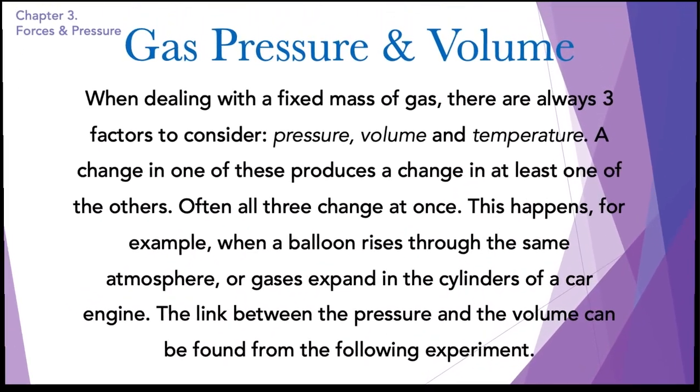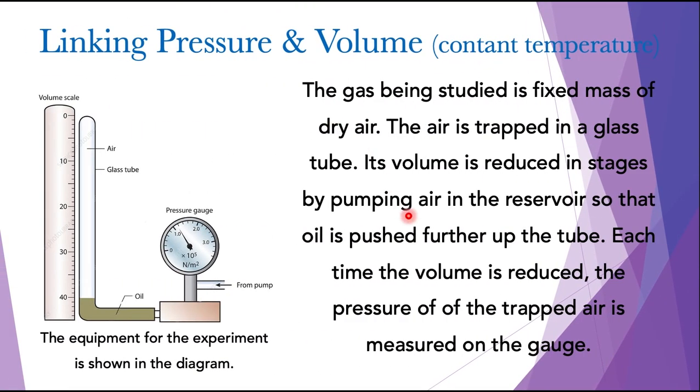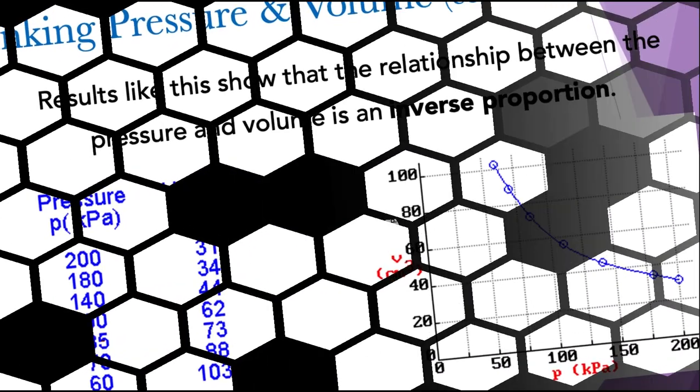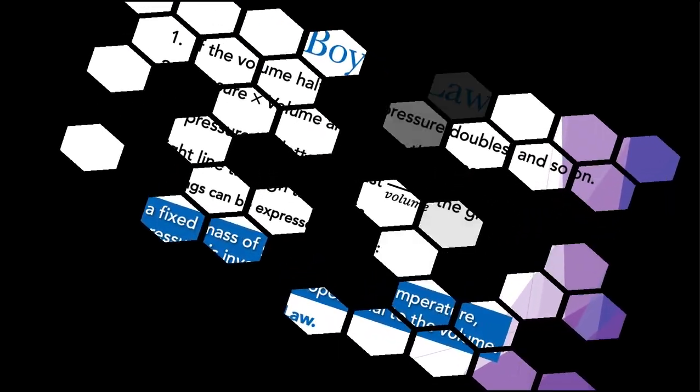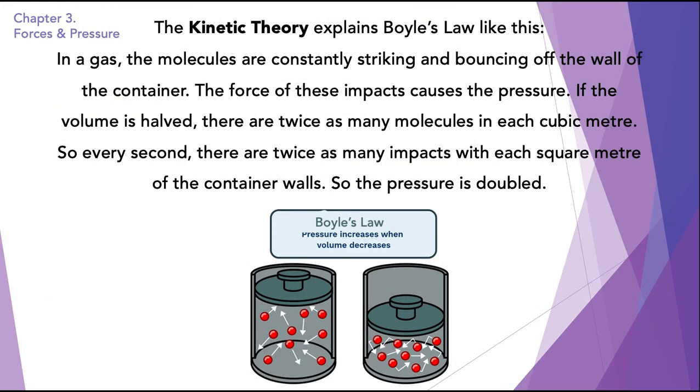And then we understood gas pressure and volume, how we link pressure and volume, the experiment we used to find the link between the pressure and volume. In simple words, we understood Boyle's law in this section. And then lastly, we understood how the kinetic theory explains Boyle's law. So this was all about this chapter, forces and pressure.